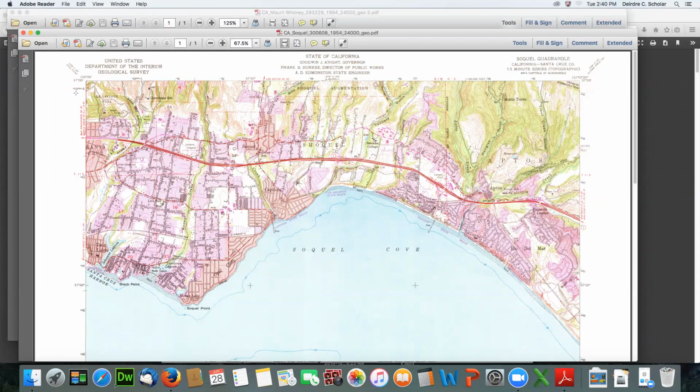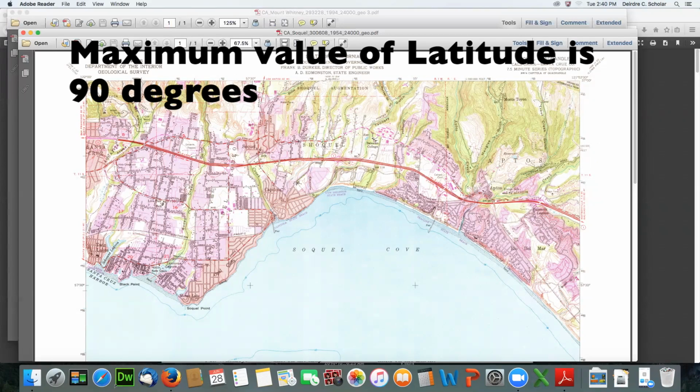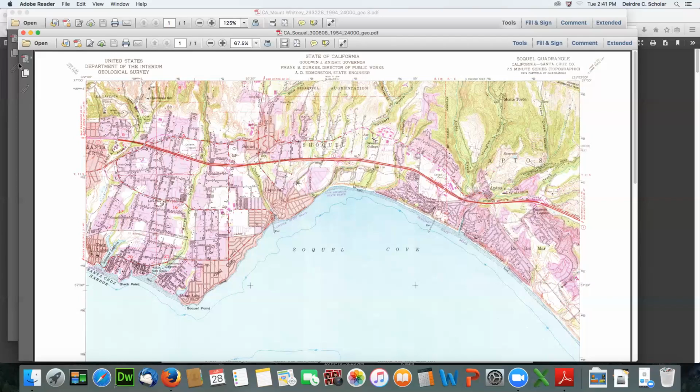Say you knew nothing about this location of California. Well, first clue is that one of the values is above 90 degrees. You'll recall that the maximum value of latitude is 90 degrees north at the North Pole or 90 degrees south at the South Pole. So we do know that the higher value, the one that is above 90 degrees, the 122 degree value, has to be longitude because latitude only goes up to 90 degrees. So that's one of the clues.